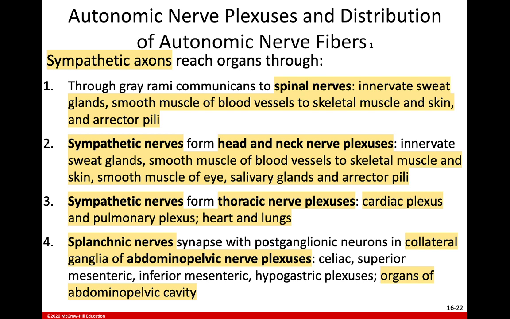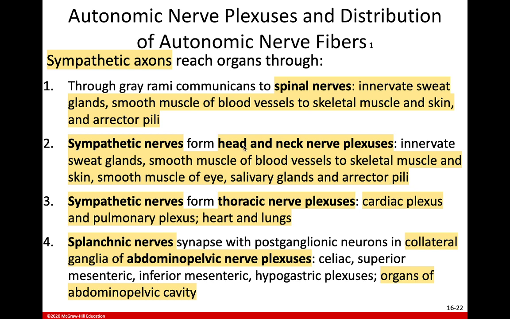The rest of these become part of plexuses, okay? Our sympathetic nerves can become part of one of two different plexuses. Some sympathetic nerves are going to become part of head and neck nerve plexuses that are then going to travel to sweat glands, the smooth muscle of blood vessels and skeletal muscle and skin in the head and neck, as well as smooth muscle of the eye, smooth muscle in the salivary glands, and erector pili muscles there. Again, in the skin that is on the face and the neck.